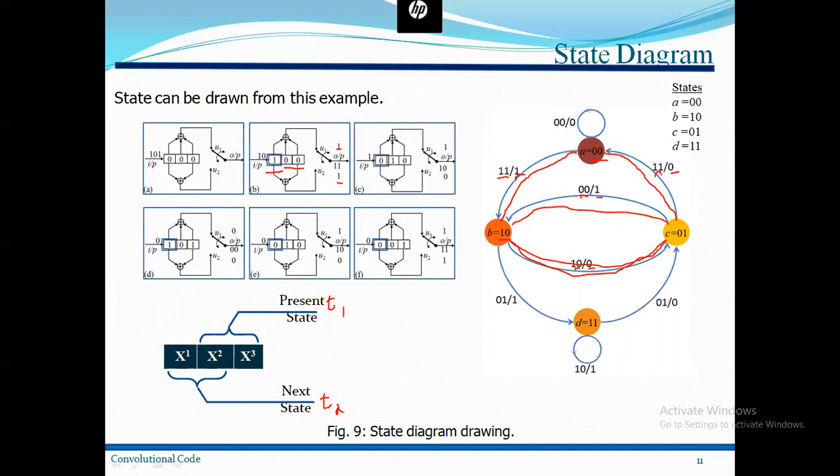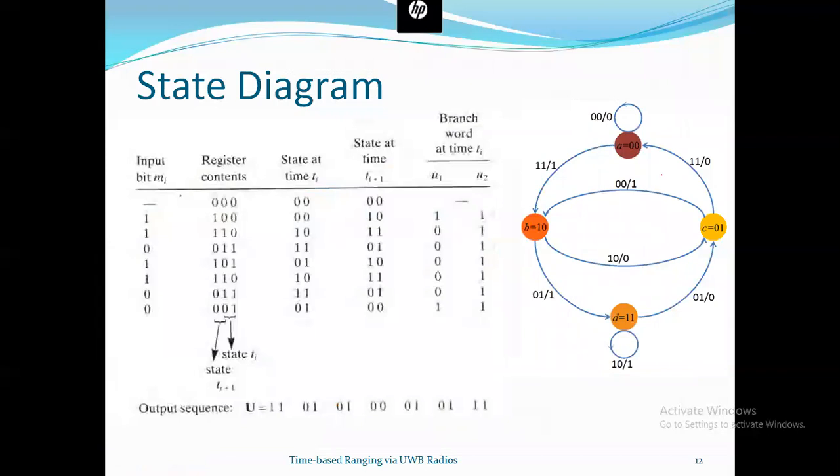So you can understand this in an easier way. You have the input bit stream 11 11 00, and the register contents will be changed. The Ti state is 00, and the Ti plus 1 state is 10, and we have the output 1011. In that way, we can have the state diagram of this message. So by sketching this 11011, we can have the complete state diagram.